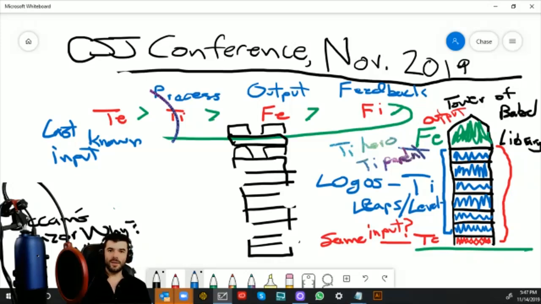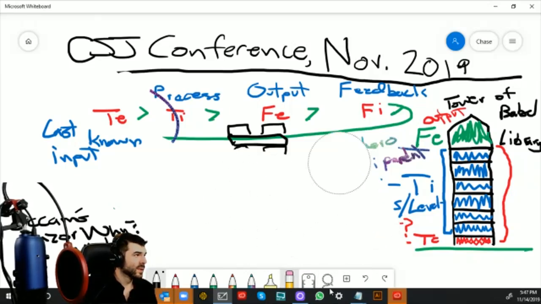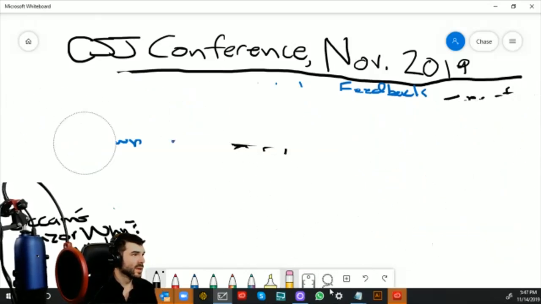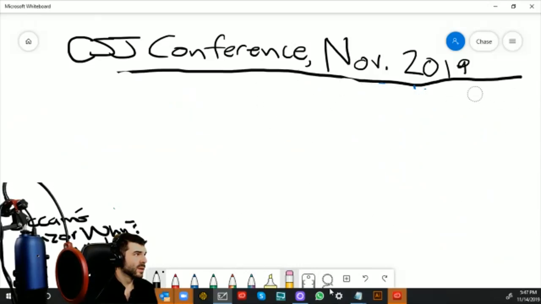A healthy TI version is someone who creates multiple towers. So look at it this way. Let's erase our board here so you can see where I'm coming from. Okay, let's erase the board here. Okay, let's look at the healthy version.